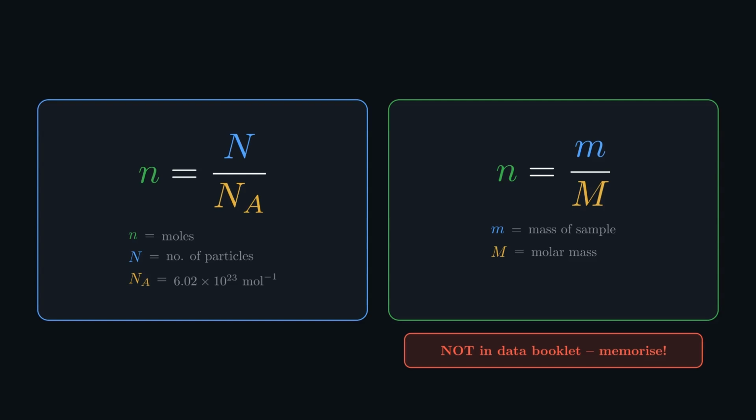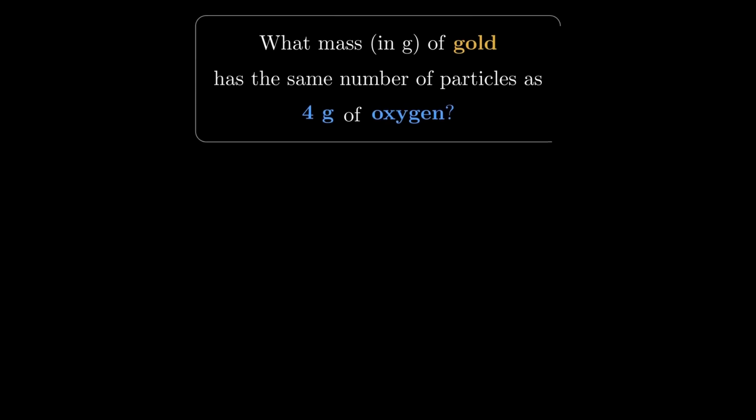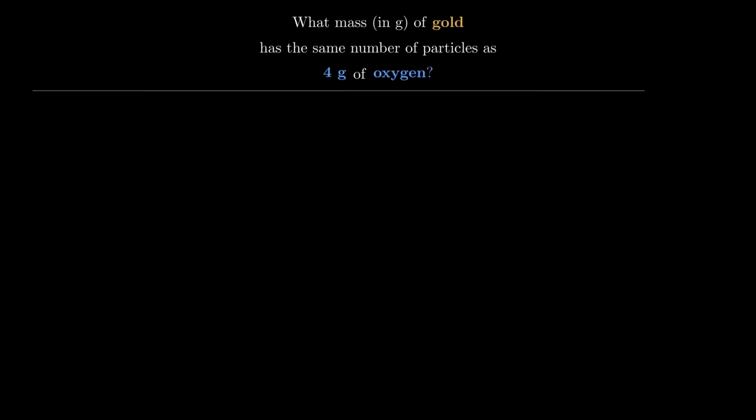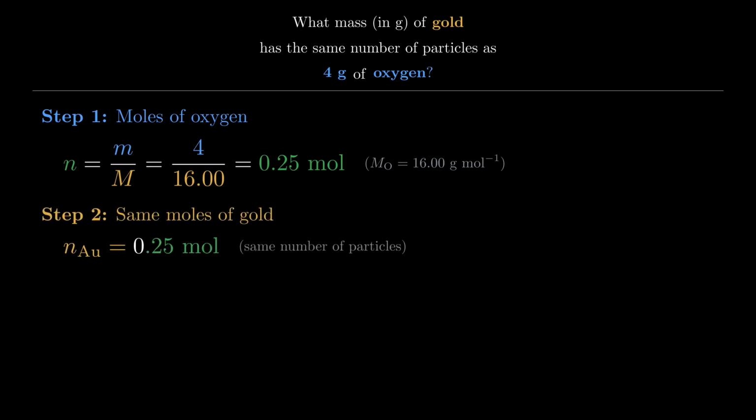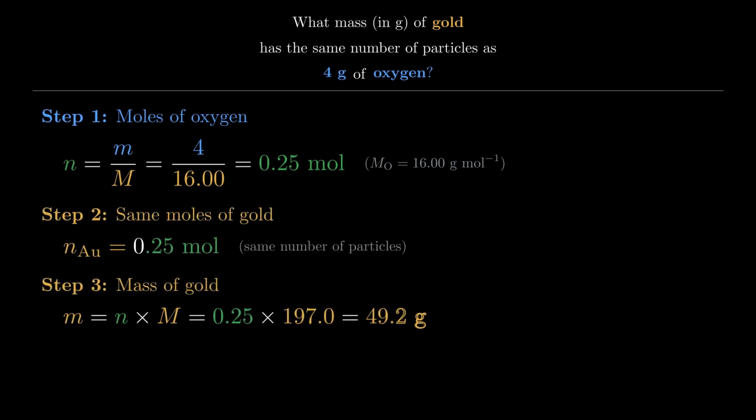Here's a brief question to make this clear. What mass, in grams, of gold has the same number of particles as 4 grams of oxygen? Go ahead, give this a try. Oxygen has a molar mass of 16 grams per mole, so 4 grams would imply 0.25 moles. Hence, we must have 0.25 moles of gold as well, which corresponds to around 49.2 grams.